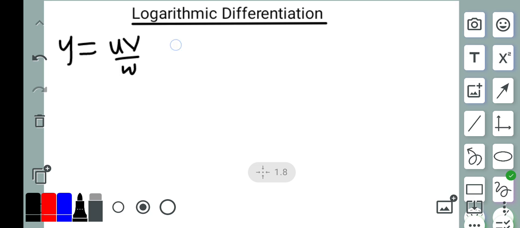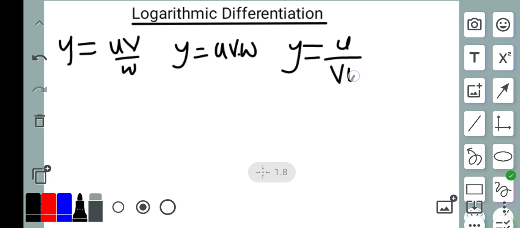Another one is, let's say you have y equals uvw. It can be more than three functions, but it has to be more than two, that is, three or more. So here you have u, v and w multiplied together, and in this case you can also use logarithmic differentiation. Let's say we have another one, u over vw. This is another example where you can use logarithmic differentiation.